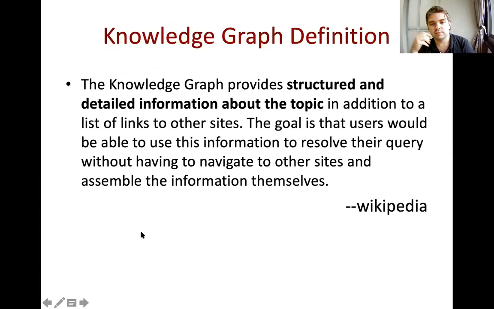A knowledge graph can also be defined as structured and detailed information about a topic, in addition to a list of links to other sites. And the goal is that users would be able to use the information to resolve their query without having to navigate to other sites. Basically, the main point of a knowledge graph is to be able to answer the questions and resolve the queries of the users.